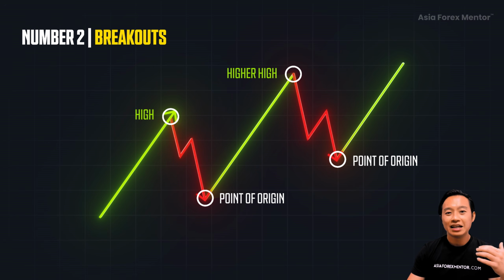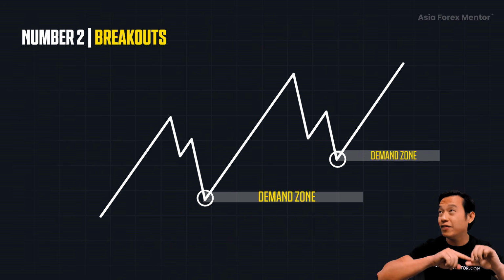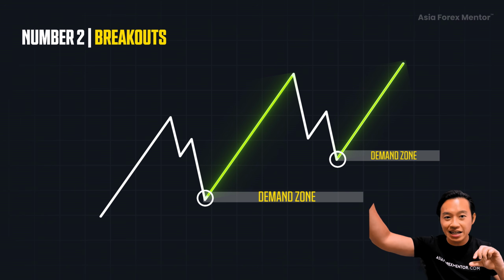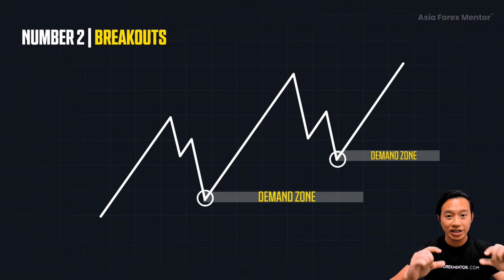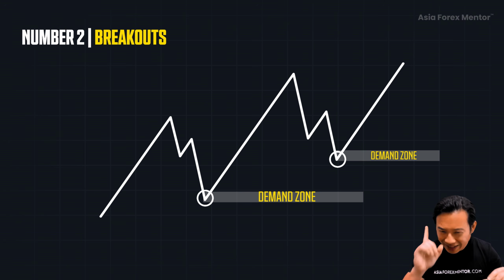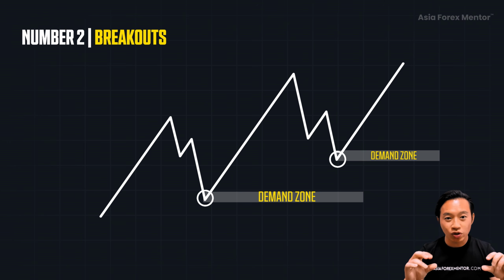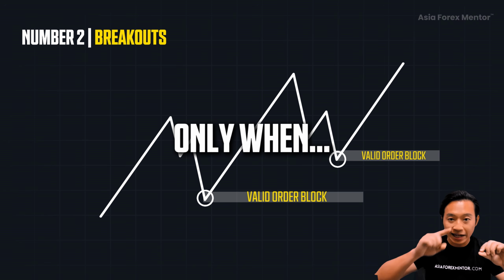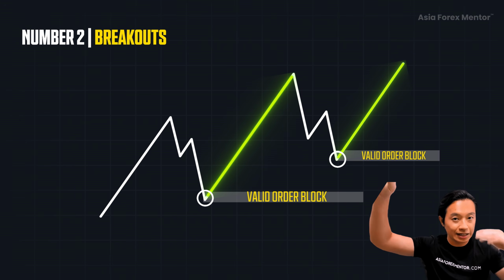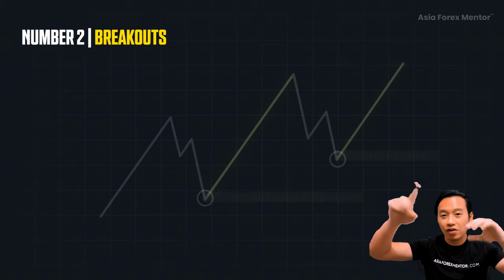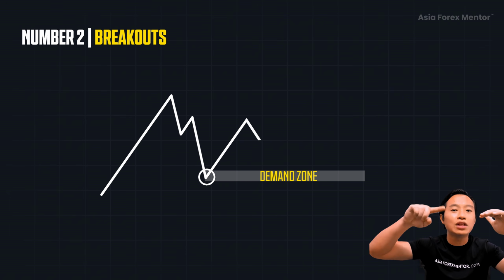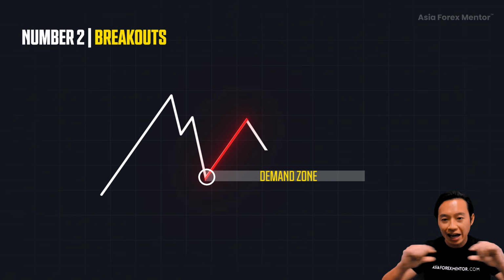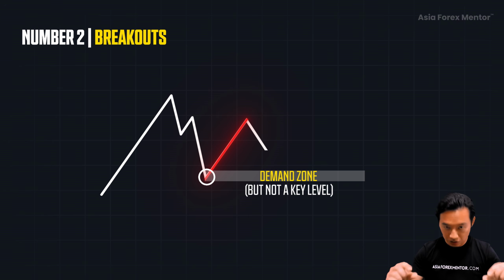This indicates that the demand zone that is driving that movement upwards is not just any level, but a very crucial level within the market structure. But that said, a supply or demand zone is recognized as a valid order block only when it leads to a structural break, like in this case, the break of structure. If it goes up but does not lead to a break of structure, that is not considered a key demand area.